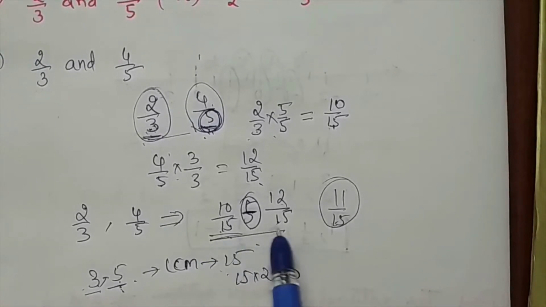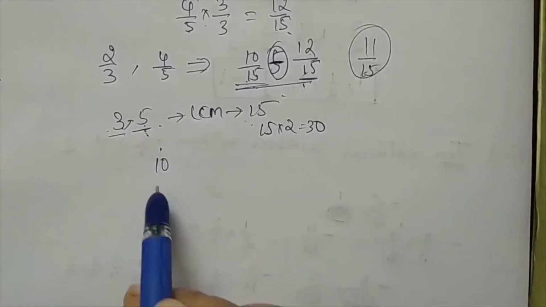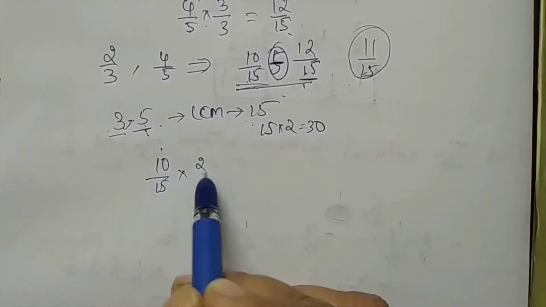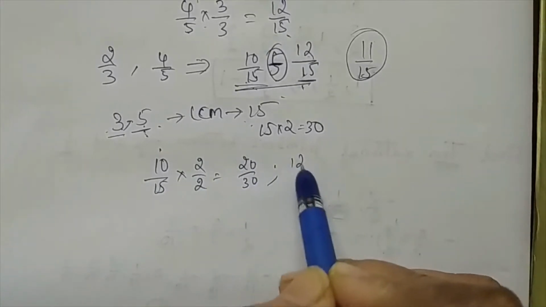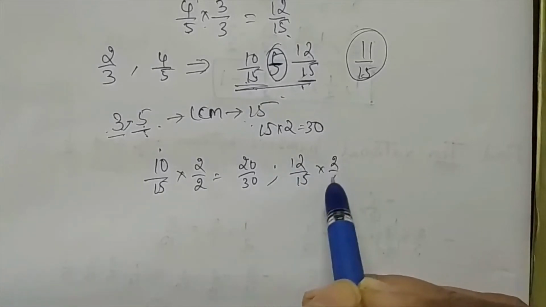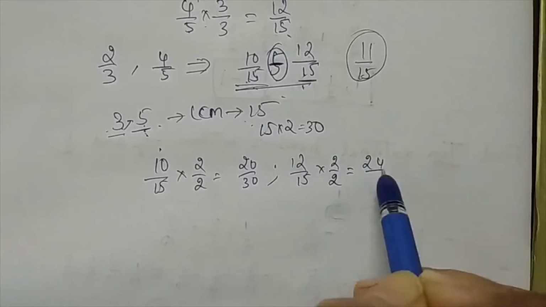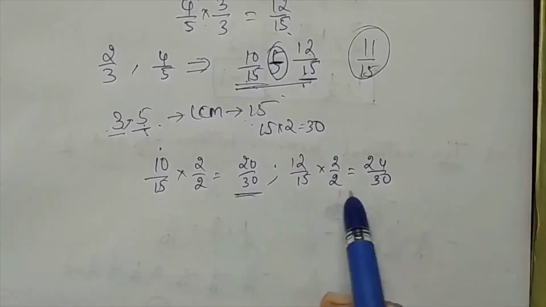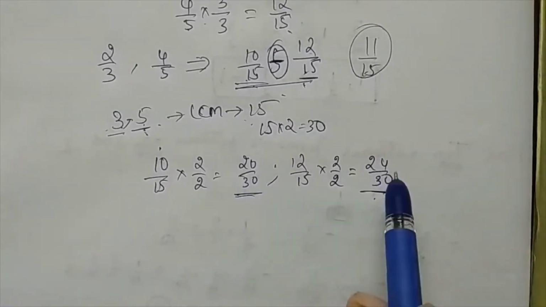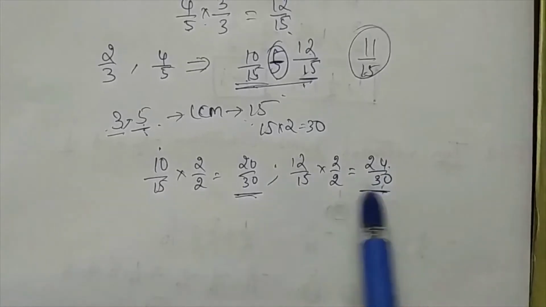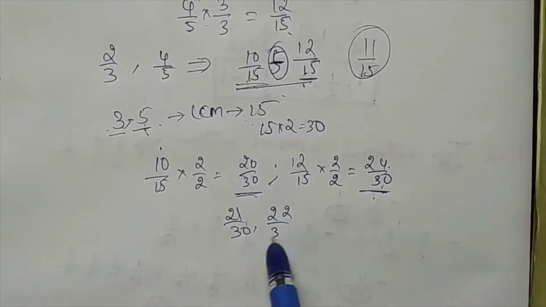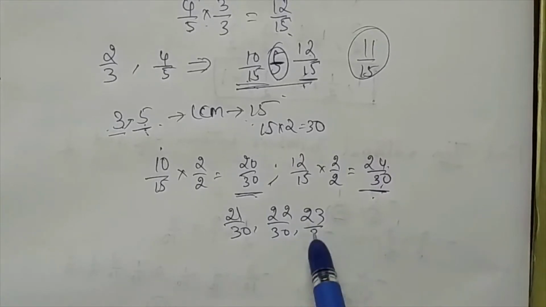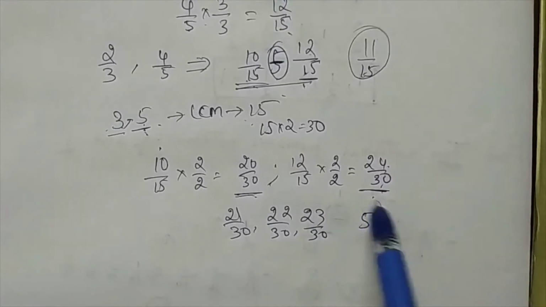Right? So now multiply 10 by 15 into 2 by 2, 20 by 30, 12 by 15 into 2 by 2, 24 by 30. Again, we can easily say the rational numbers between 20 by 30 and 24 by 30 are 21 by 30, 22 by 30, 23 by 30. But we want 5 numbers.